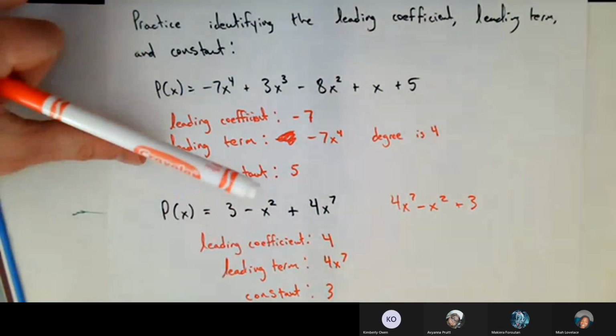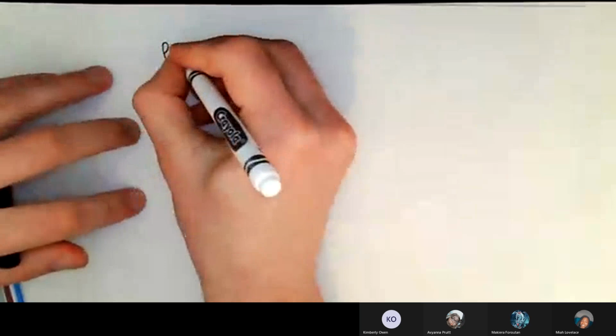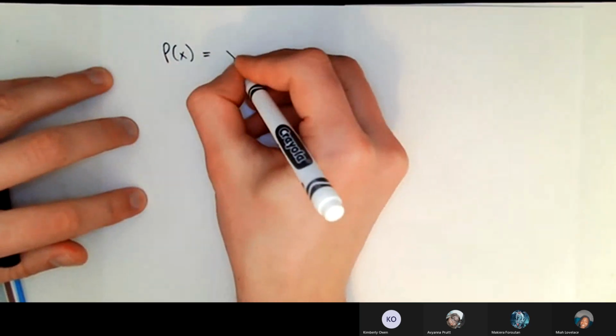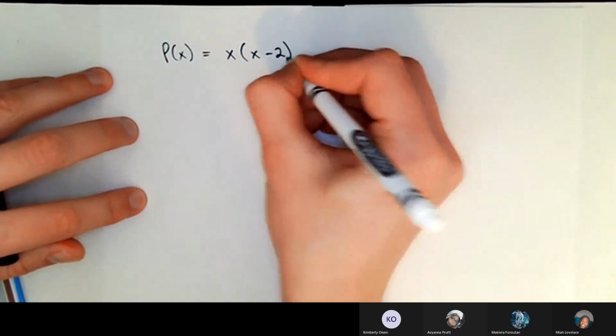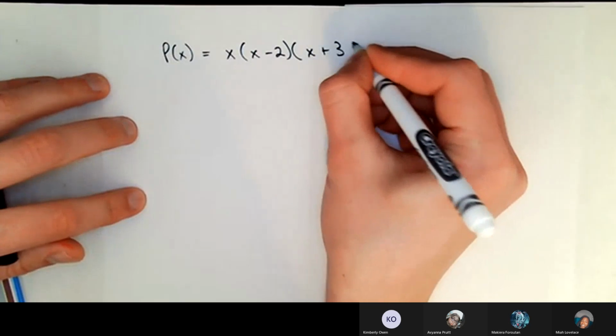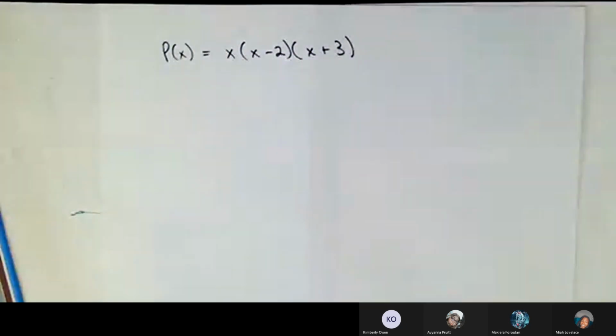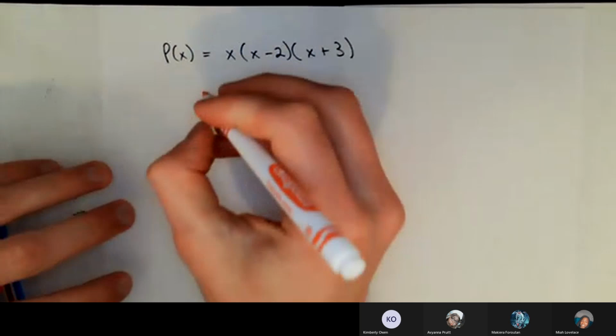All right, good. Now, oh wait, we need to look at some other ones. I'm going to keep going with this. Practice identifying the leading coefficient, etc. Let's do another one. P of x equals x times (x minus 2) times (x plus 3). What about something that's written completely wacky like this? It's actually a nice form because it's already factored for us. But how can I quickly identify the leading coefficient and whatnot? Well, maybe it's not so easy to see.